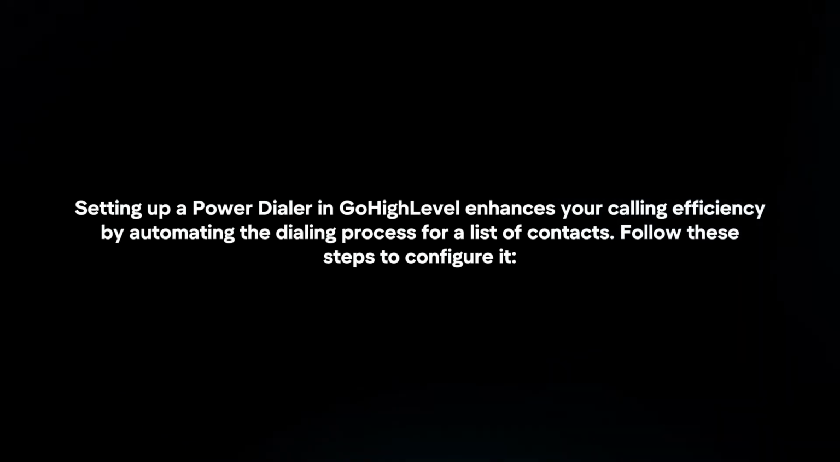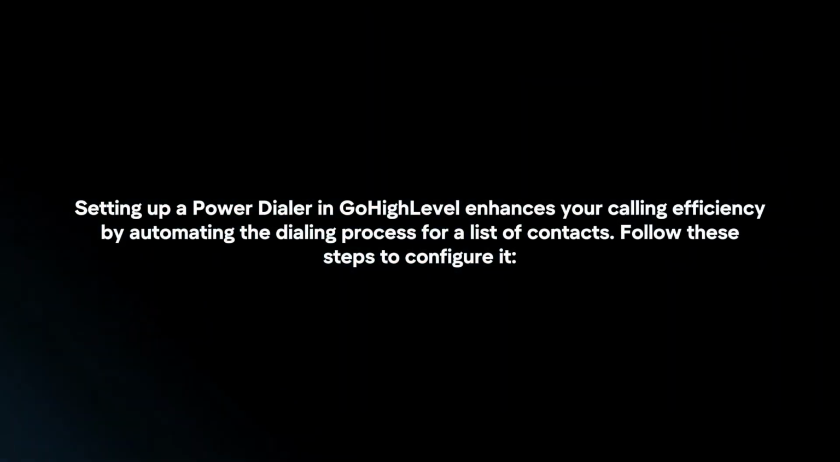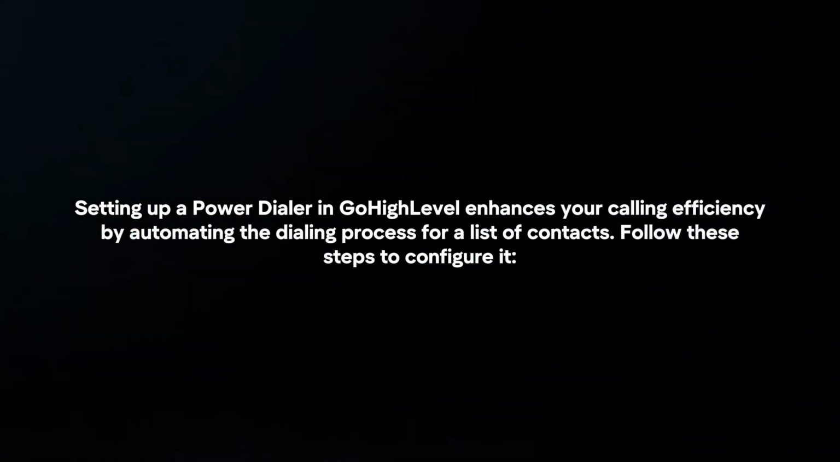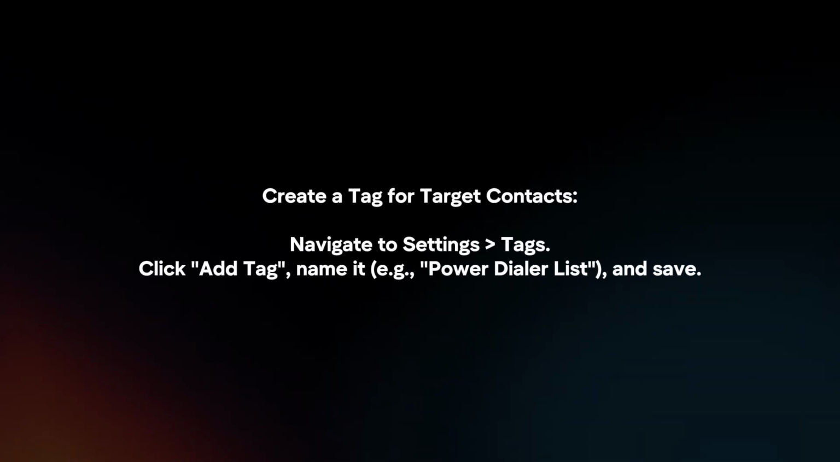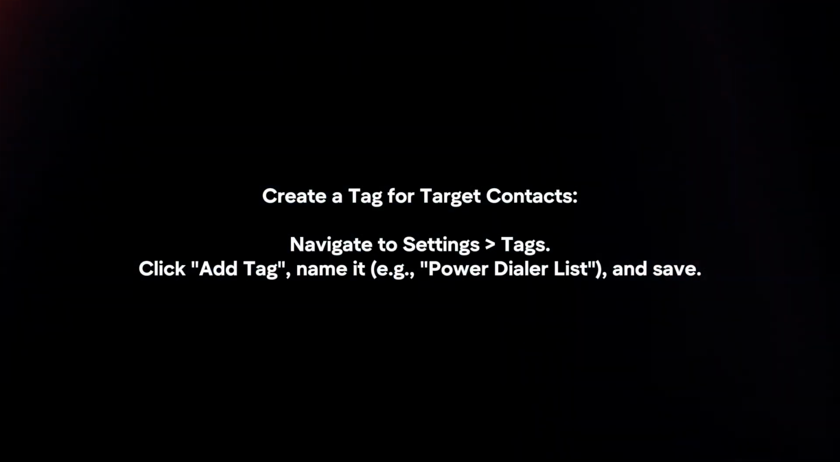Setting up a powered dialer in GoHighLevel enhances your calling efficiency by automating the dialing process for a list of contacts. Follow these steps to configure it. Create a tag for target contacts. Navigate to Settings, Tags. Click Add Tag, name it and save.